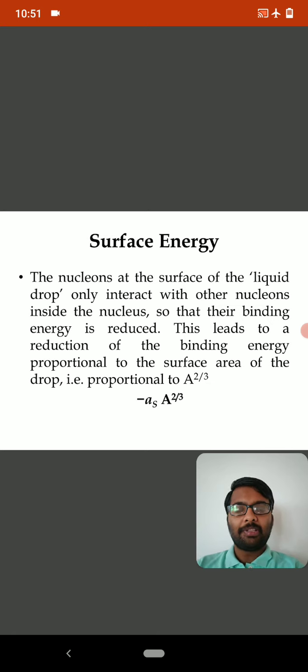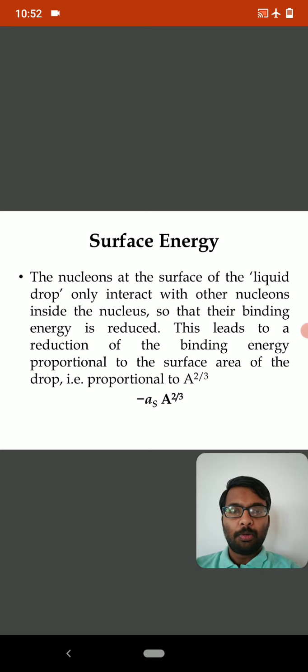The basic assumption of this liquid drop model is that the shape of the nucleus is spherical. So the surface area of the sphere is 4 pi r square. That is the formula for the surface area of a sphere. Then we all know that the radius of the nucleus is given by r equals some constant into A raised to 1 by 3. So the radius is proportional to A raised to 1 by 3. In the case of a sphere, the surface area is 4 pi r square, where 4 pi is the constant. So r square means A raised to 1 by 3, raised to square. So this becomes A raised to 2 by 3.